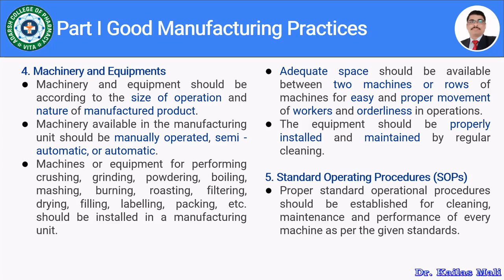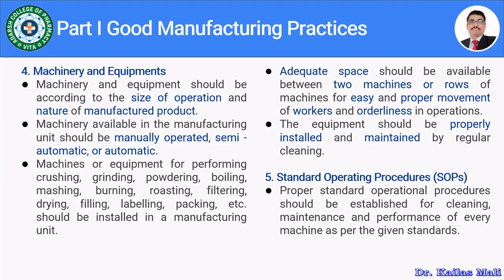The machineries available in the manufacturing unit may be manually operated, semi-automatic, or fully automatic. Machines or equipment for performing crushing, grinding, powdering, boiling, mashing, burning, roasting, filtering, drying, filling, labeling, packing, and so on should be installed in the manufacturing unit. According to the product requirement, one should install the specific machines in the manufacturing area.